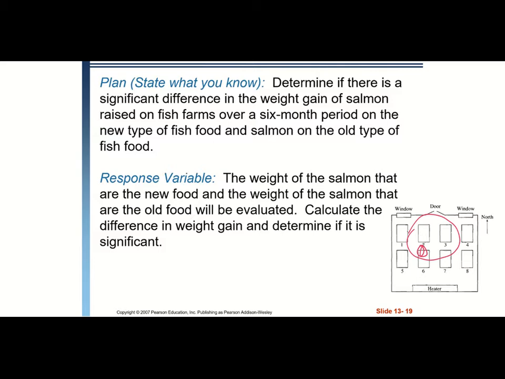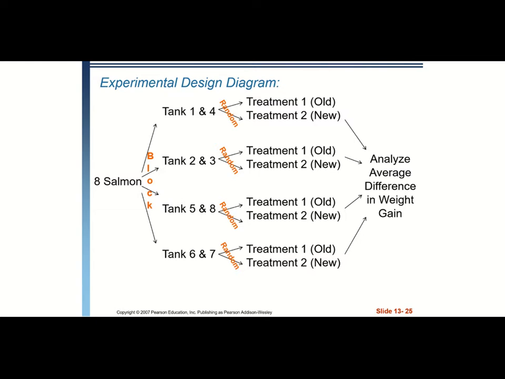It's also important that we measure the weight of the salmon at the start of the experiment and then again at the end of the experiment. And then finally, we'll compare the average weight gains across all these different blocks. So here's a diagram of our design. We start off with our 8 salmon tanks and we block them. Okay, we have tank 1 and 4, 2 and 3, 5 and 8, 6 and 7. Here we can see we're randomly assigning which of the 2 treatments our tanks are getting. So within each block, we have treatment 1 and treatment 2, the old and the new. Those are being assigned randomly by flipping a coin.